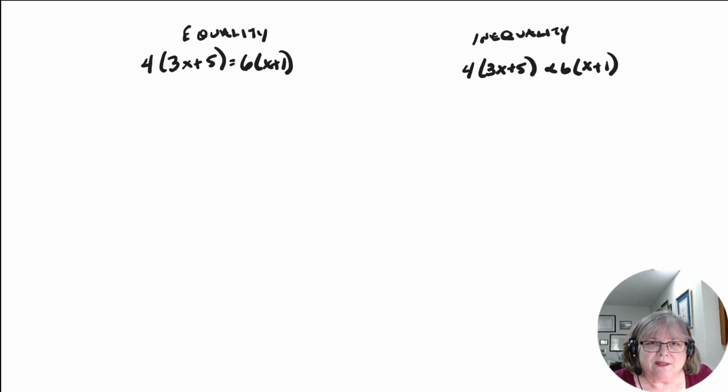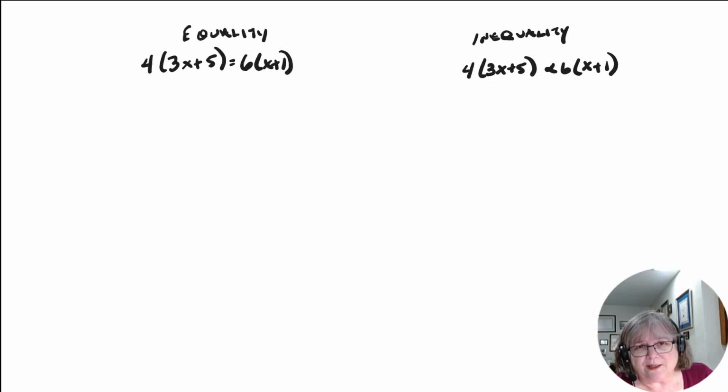Remember our steps. We simplify the left-hand side, simplify the right-hand side, get our x's or whatever your variables are isolated on one side, constants on the other, and then you divide or multiply in order to find out what one of the variables is, like a 1x or 1y. So let's simplify the left. Now we use our rules of order of operations.